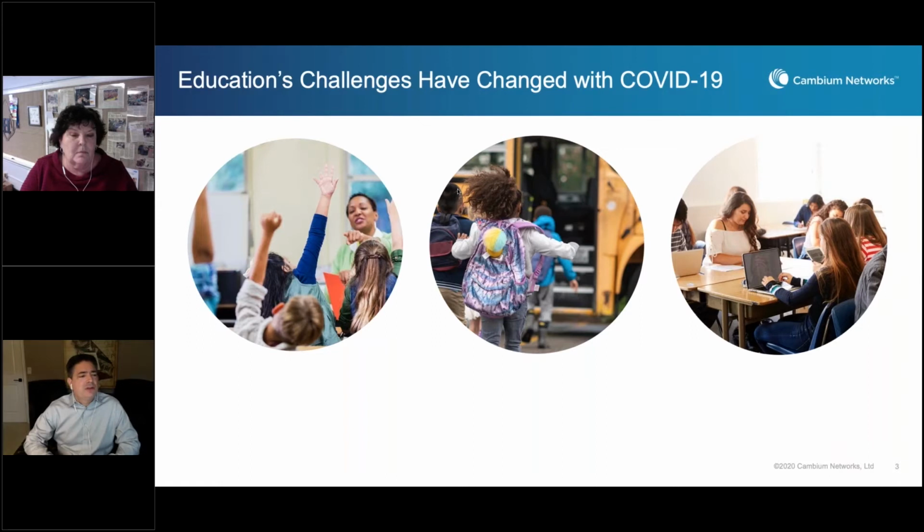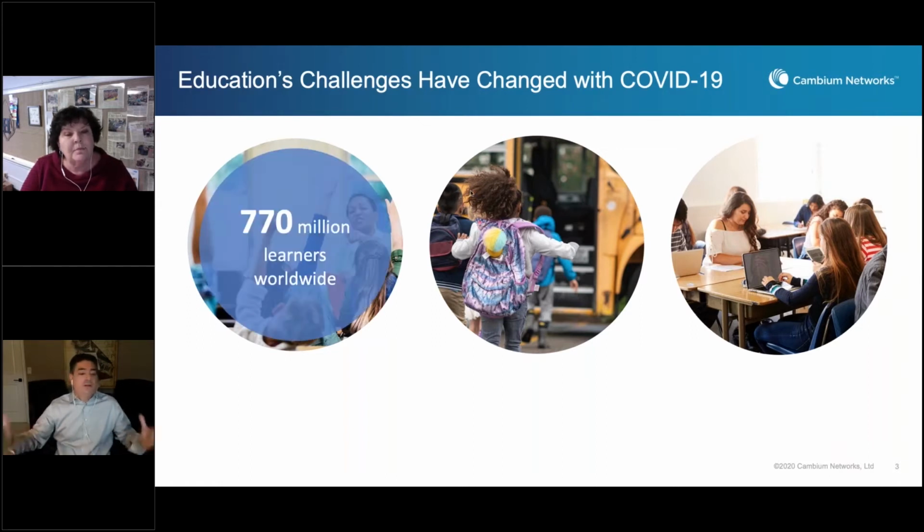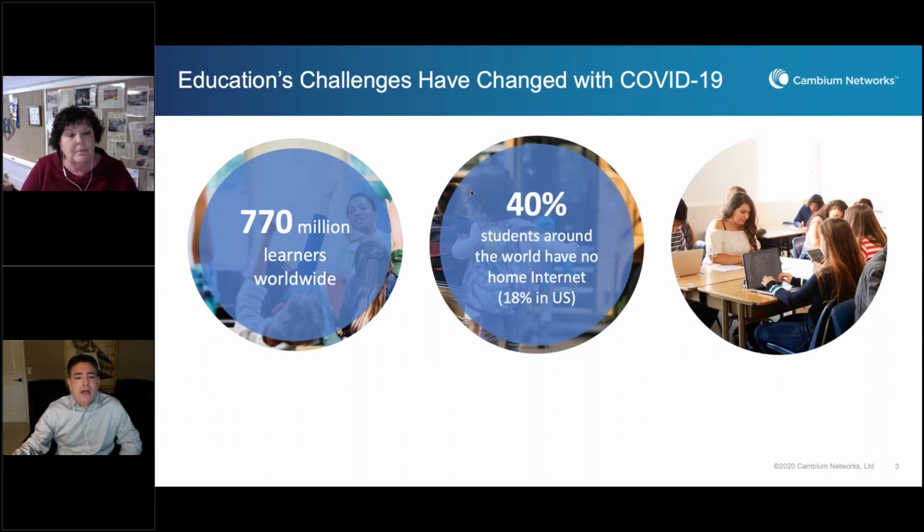But I think there's a lot of adjustments that our customers have gone through, and there's 770 million students worldwide when we look at the overall educational system. So it's a huge impact when you look at what has occurred with the impact of COVID within the last year and a half. And for many of those, it comes down to the fact that you need access to the network. The numbers vary. 40 to 50% of students around the world do not have access. If you look specifically at the U.S., it's about 18% is the number we've seen.